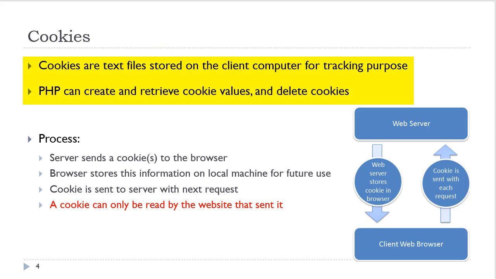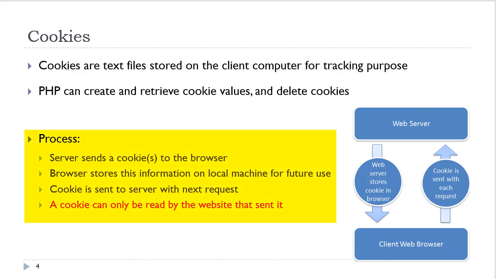So again, a cookie is a text file stored on the client computer for purposes of tracking or remembering a user. And PHP can create these cookies, retrieve them, work with the values, and also delete them. Once a cookie is created, the browser will store information on the local machine, and every time that machine or the user of that machine visits that website again, the cookie is sent up to the server, and the server can read it. So every time we land on a page, these cookies are sent back and forth, and data can be added or modified.